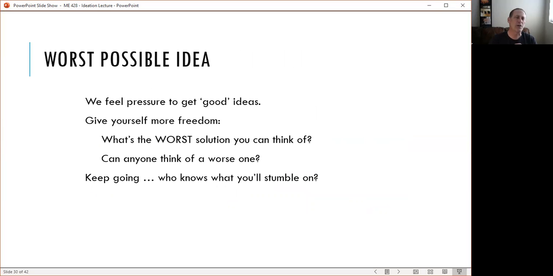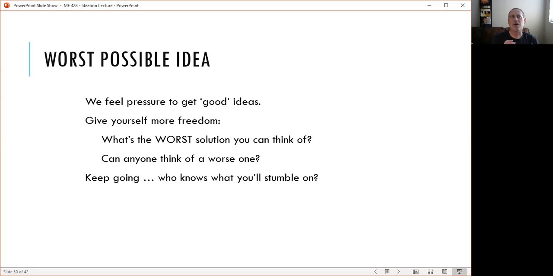I love this one, worst possible idea. We often feel pressure to get good ideas. And the whole point of brainstorming is to not evaluate, but we're not great at that, right? Evaluation is what we do. So give yourself some freedom. Instead of trying to get good ideas, deliberately try to find bad ones. And you might discover, usually we do as a team, that those bad ones actually aren't as bad as we thought. Sometimes they're really good. They're just unusual, and so we call them bad.